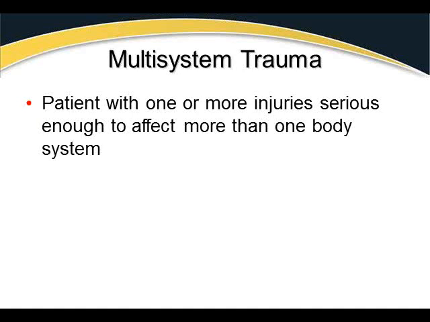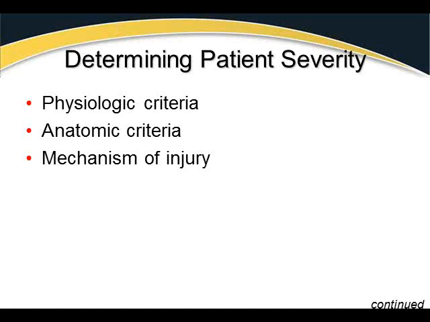A multi-system trauma patient is a patient with one or more injuries serious enough to affect more than one body system. Like I mentioned, we may have patients with head and neck and chest trauma. Might have somebody who's bleeding. Might have somebody who's been bleeding and burned and has fractures.